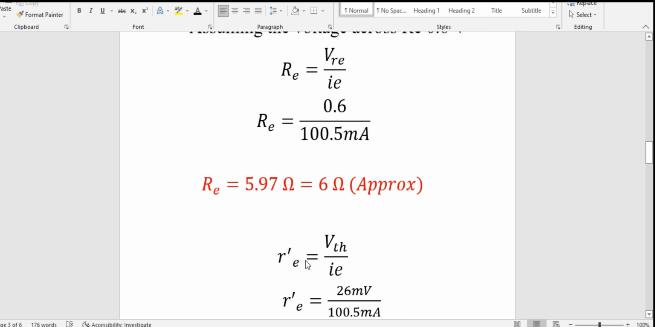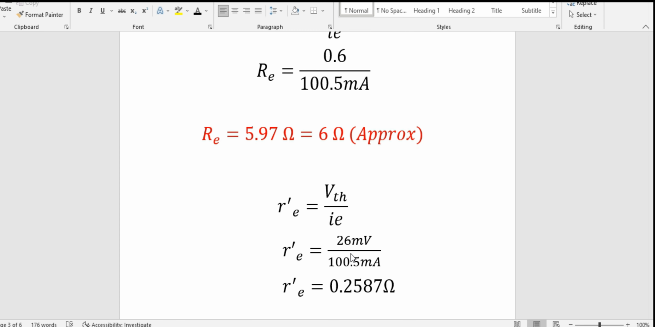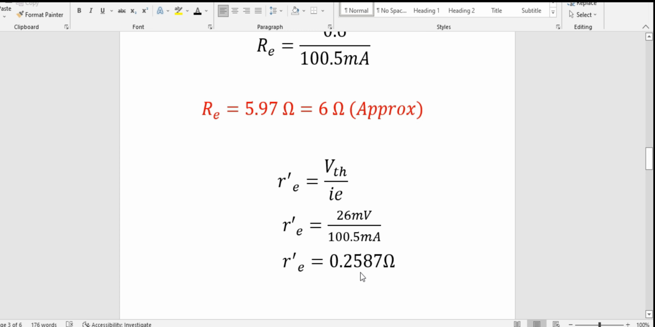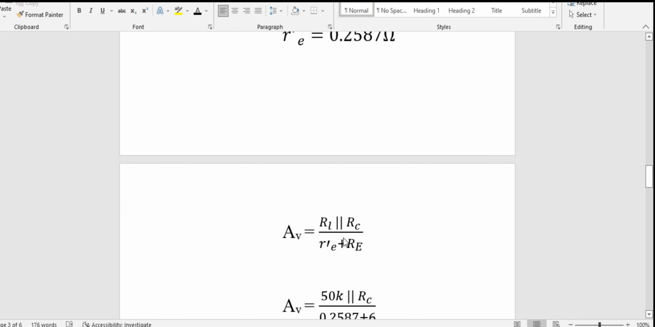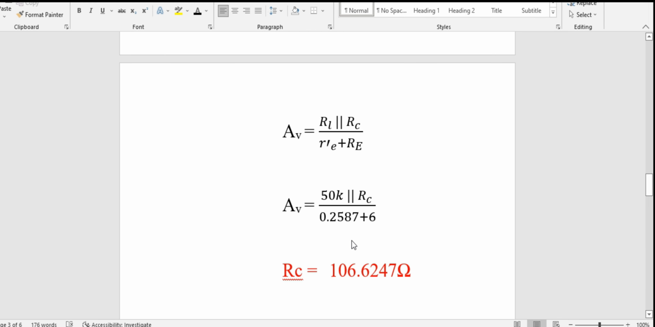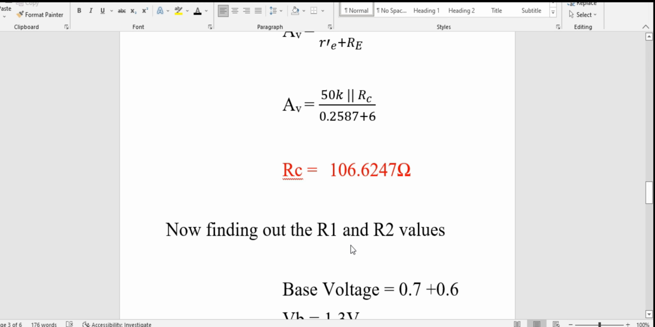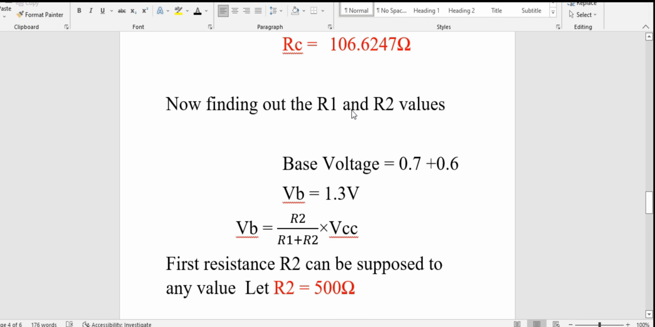Now the thermal resistance of the diode could also be found, because VT was 26 millivolt, and so this will be 0.2587. Now putting all these values in this formula, and by simply doing some mathematics, you will get the RC value. After that, finding out R1 and R2, which are basically our voltage divider bias resistances to bias the base of the transistor.